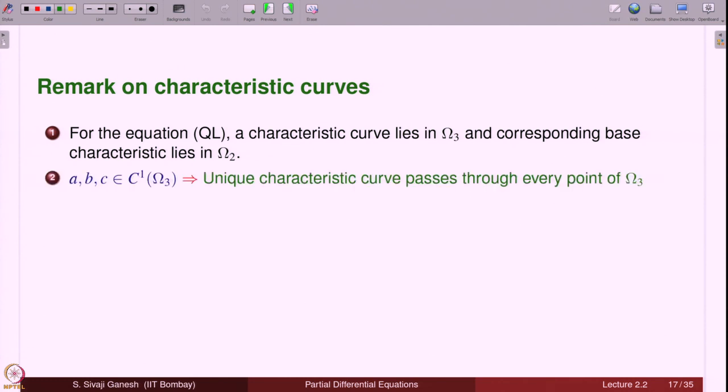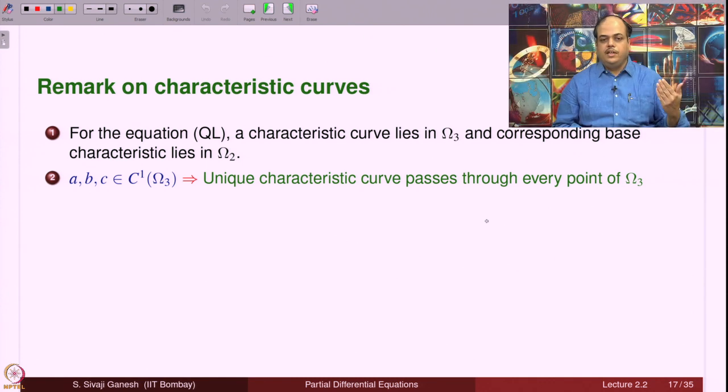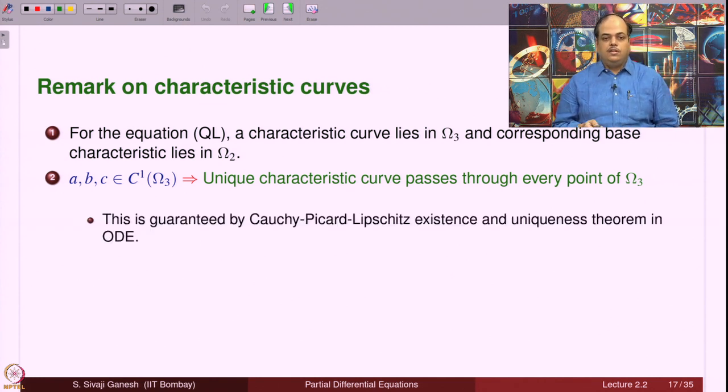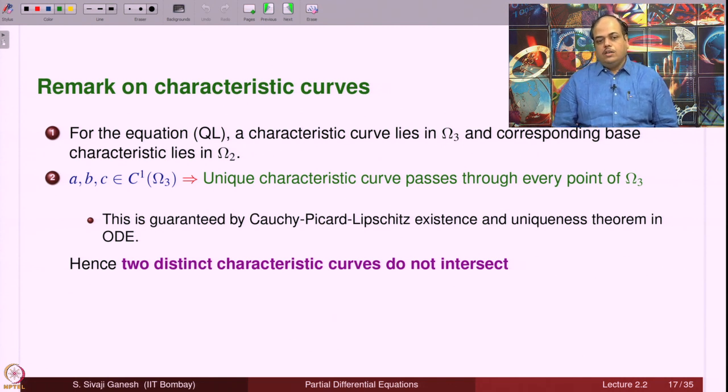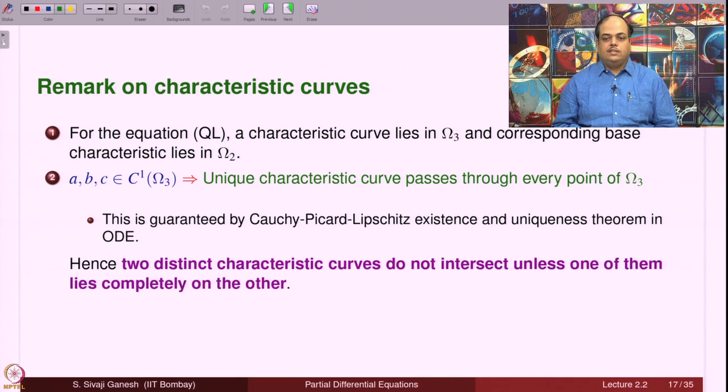Now, if A, B, C are C1 functions, then a unique characteristic curve passes through every point of omega 3. What is a characteristic curve? It is the solution of dx by dt equal to A, dy by dt equal to B, dz by dt equal to C, its image. This is guaranteed by the Cauchy-Picard-Lipschitz existence and uniqueness theorem in ODEs. Therefore, two distinct characteristic curves do not intersect. Otherwise, uniqueness will be violated if they intersect, unless one of them lies completely on the other.